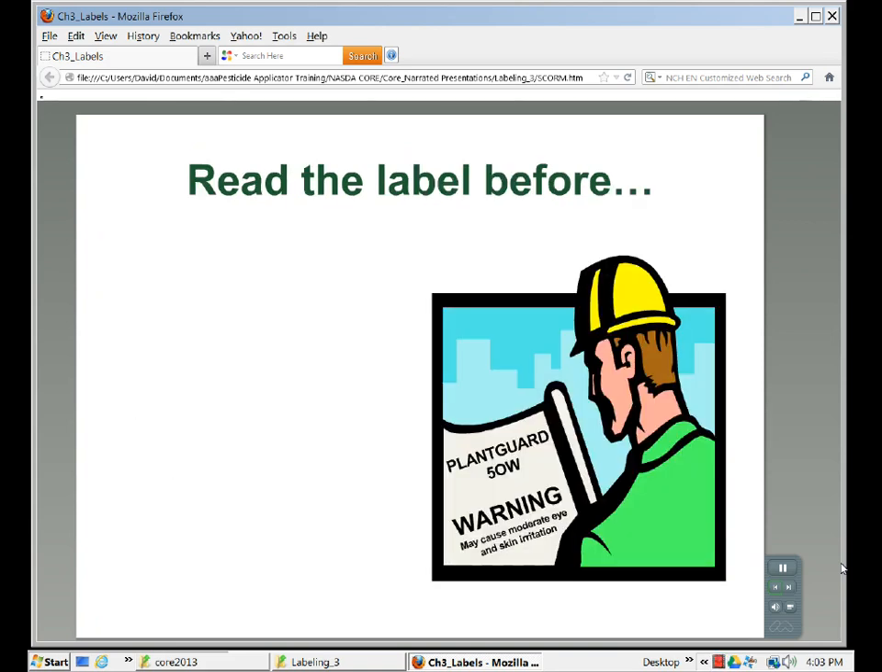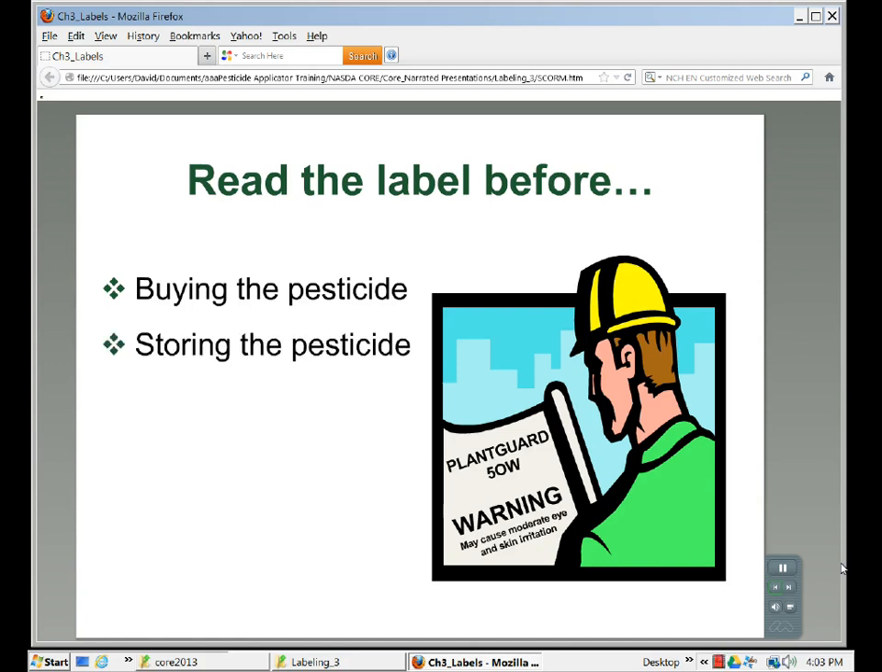It's important to read the entire label before buying a pesticide. Make certain that it's labeled for the crop or site where you intend to make the application and that you have the necessary application equipment. Read the label before storing the pesticide, in case there are special storage considerations.